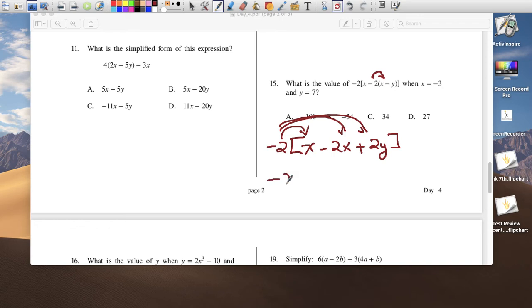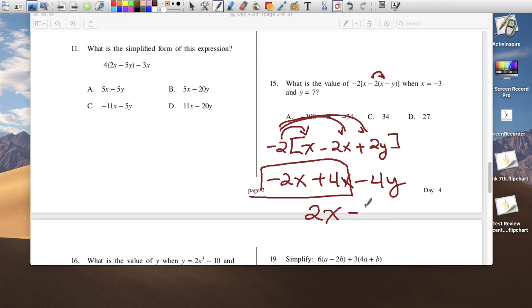Negative 2 and x is negative 2x. A negative and a negative is going to be positive, so 2 times 2 is 4x. And a negative times a positive is a negative, and this is an x, by the way. And that's going to be 2 times 2 is negative 4y. I can still simplify even more. I can combine these two, right? Negative 2x plus 4x is 2x, since there's more positive, so the answer is going to be 2x minus 4y.